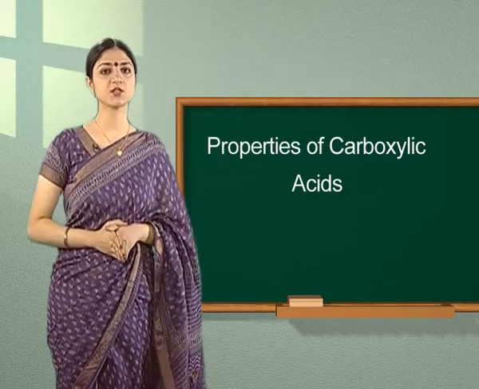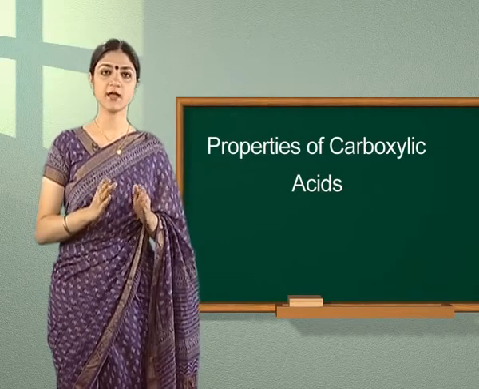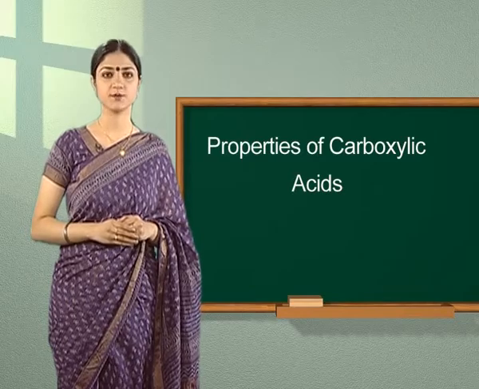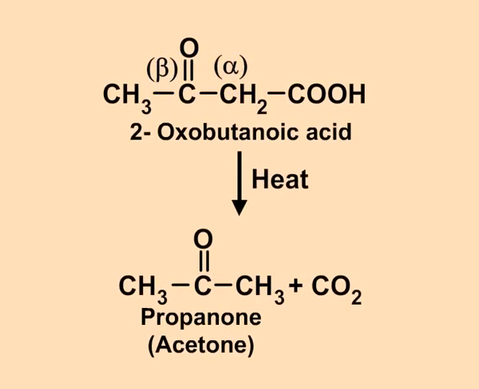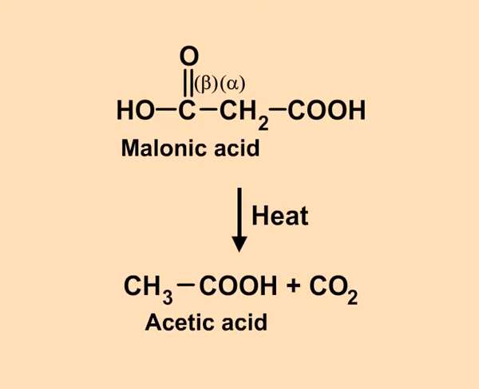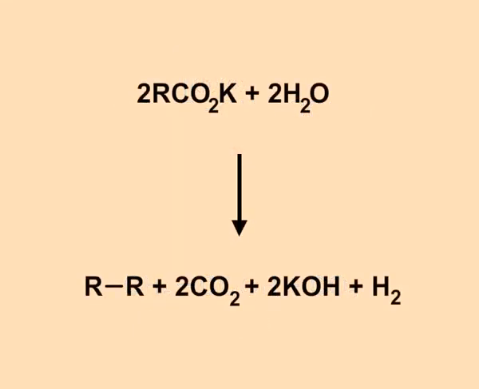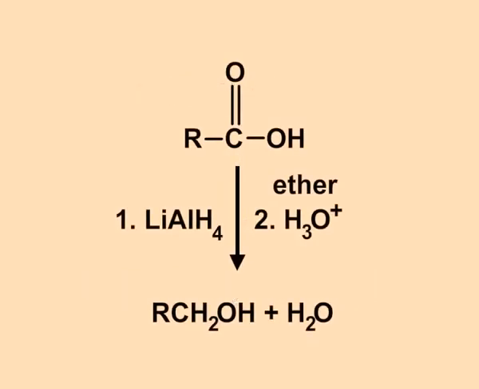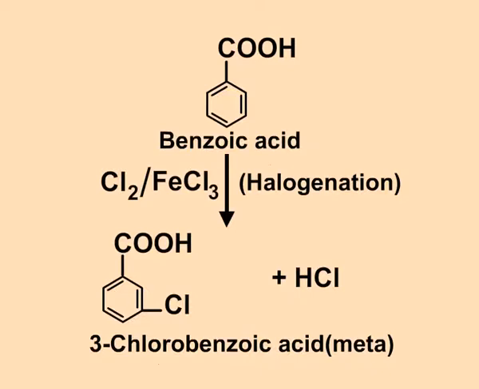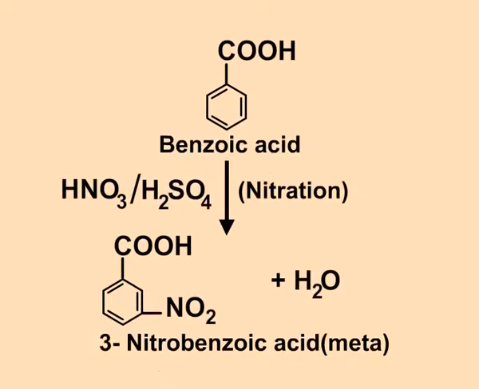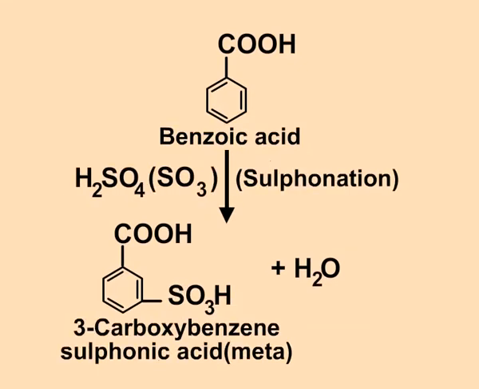Next in the series was reaction involving the carboxylic acid group, in which we studied decarboxylation reaction. Sodium salt of monocarboxylic acids such as sodium acetate upon heating with soda lime forms methane. We also learnt about decarboxylation of beta keto acids, and Kolbe's electrolysis. Reduction of carboxylic acids. The substitution reactions of the benzene ring in aromatic acids, such as halogenation, nitration, and sulfonation of benzoic acid.